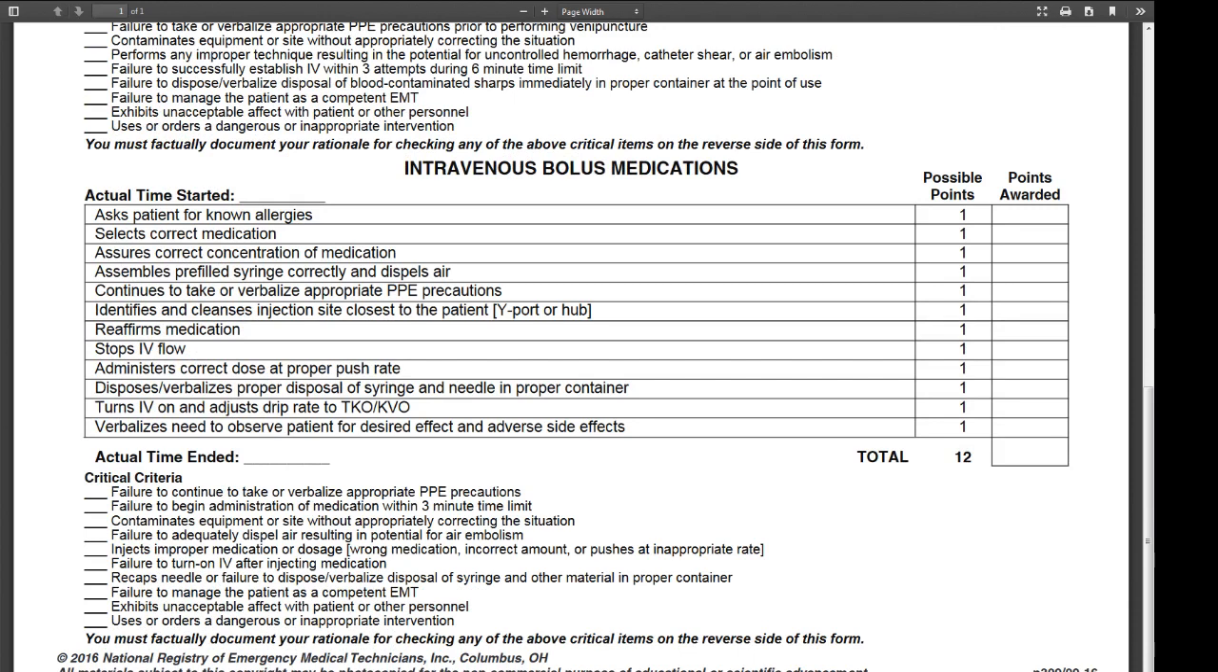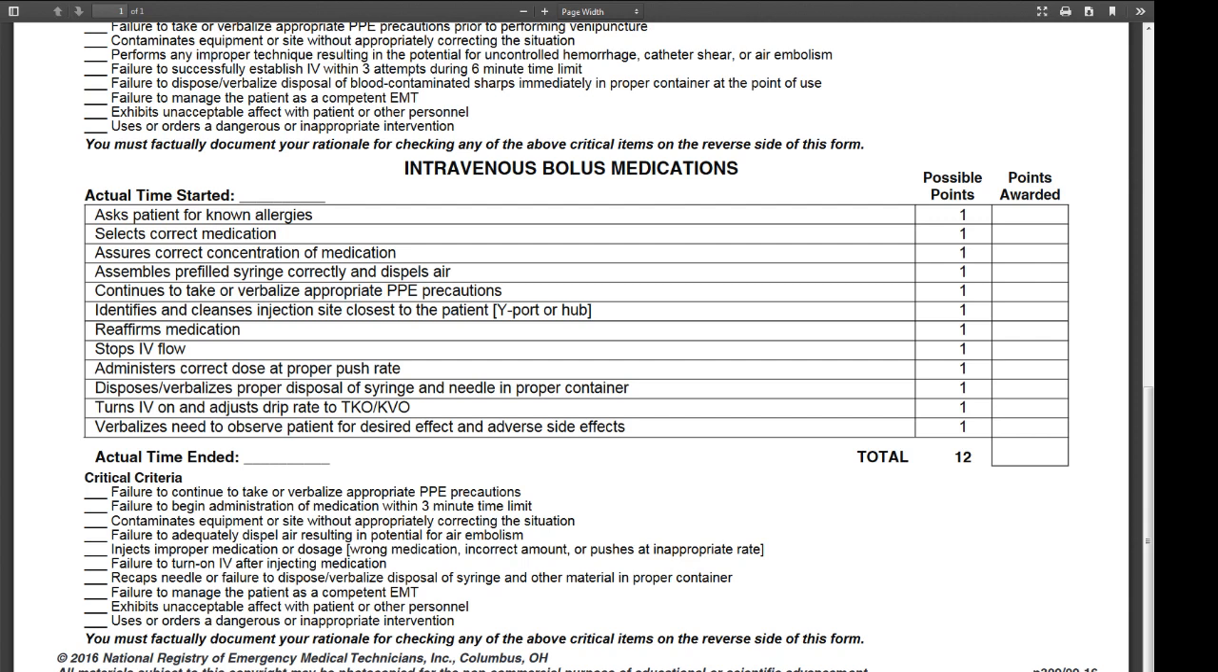Identifies and cleanses injection site closest to the patient, Y port or hub. Reaffirms medication. Stops IV flow. Administers correct dose at proper push rate. Disposes/verbalizes proper disposal of syringe and needle in proper container.